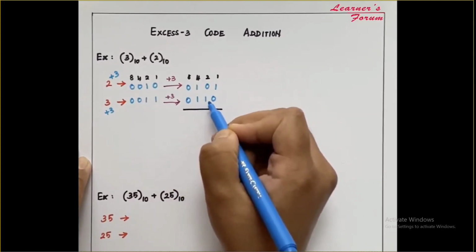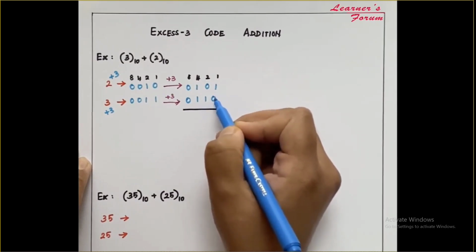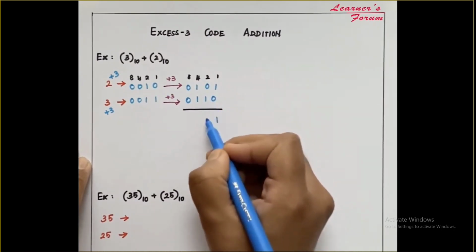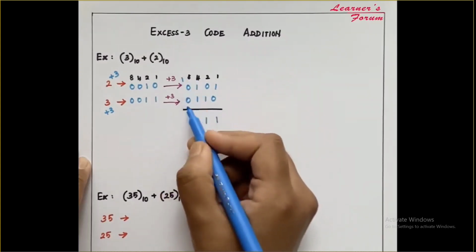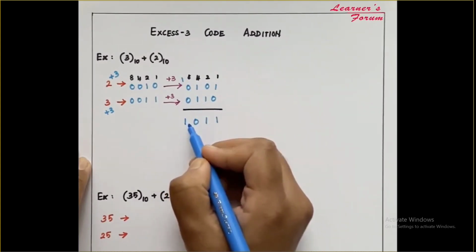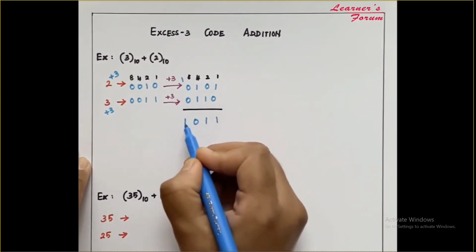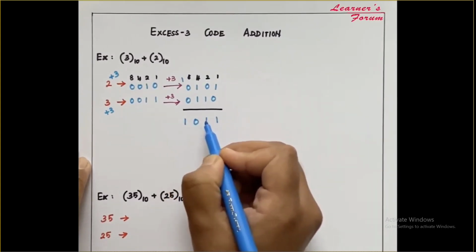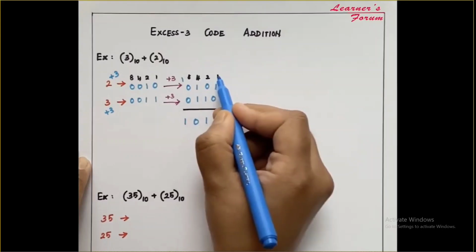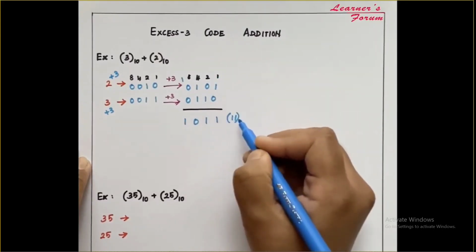Now we can perform addition for these both numbers. So 1 plus 0 is 1. 0 plus 1, 1. 1 plus 1, 0, carry 1. Again 1 plus 0 plus 0, 1. So 1011 will be the value. Now if we consider the value of 8421 for 1011, it will be equivalent to 8 plus 2 plus 1, that is 11.